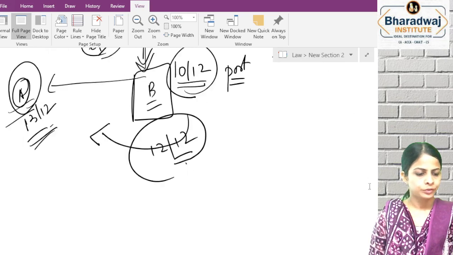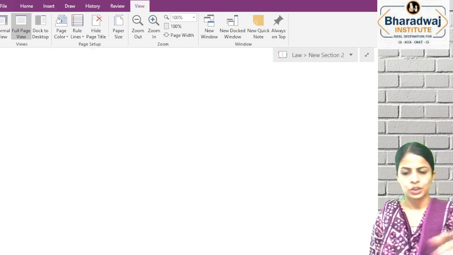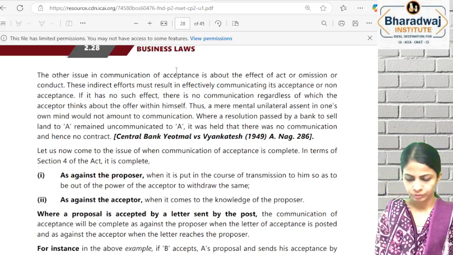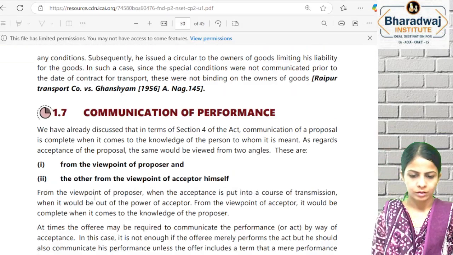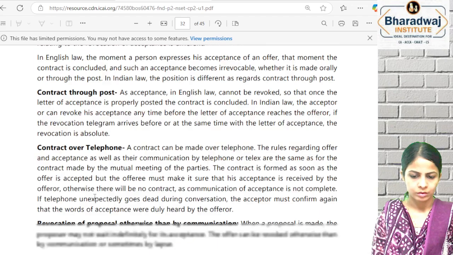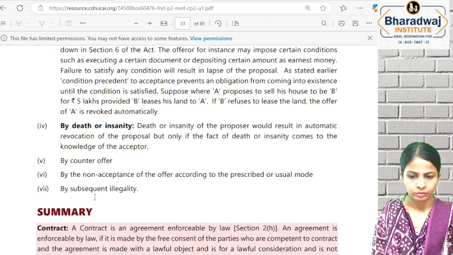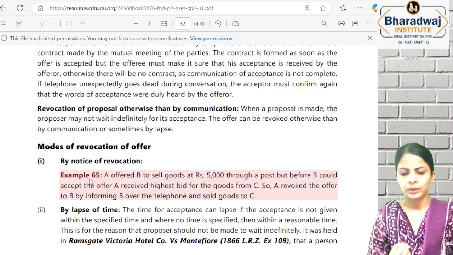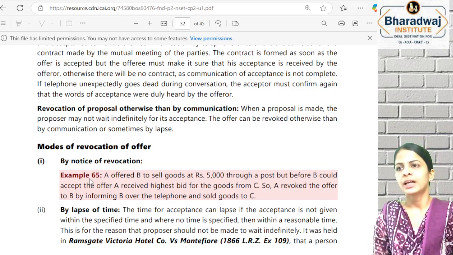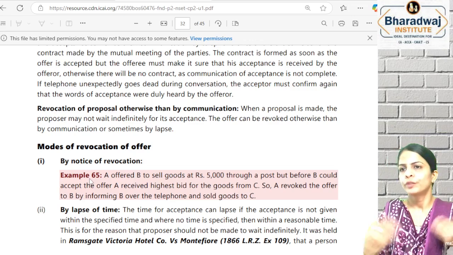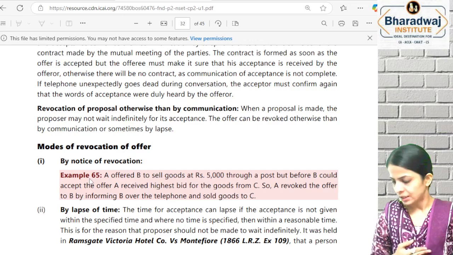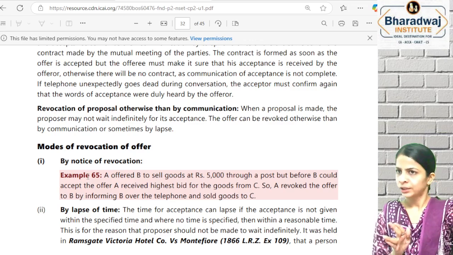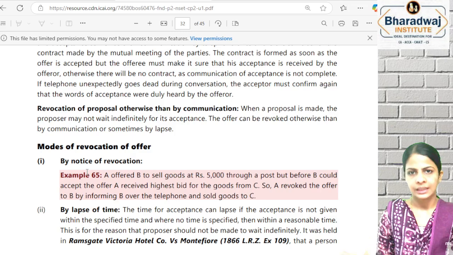The last topic of this unit is modes of revocation. How we can revoke an offer. First one, by giving notice, by informing that I will not be able to proceed. Whatever offer I have made, please consider it as cancelled. Second one, by lapse of time. If it was a standing or continuing offer, after the expiry of the time period, automatically the offer is lapsed.